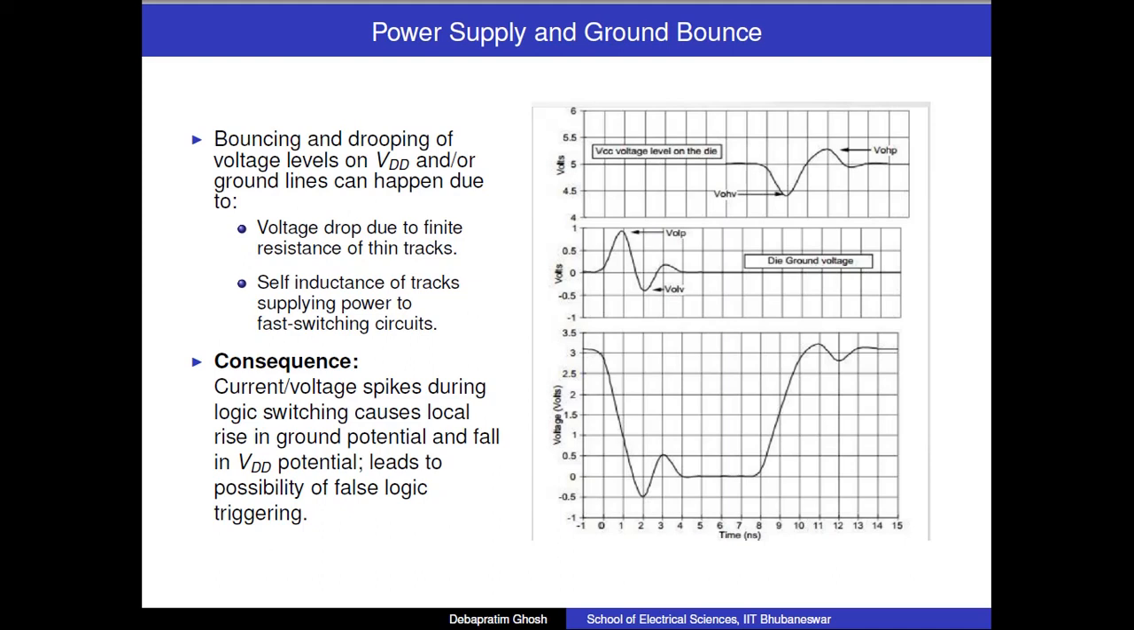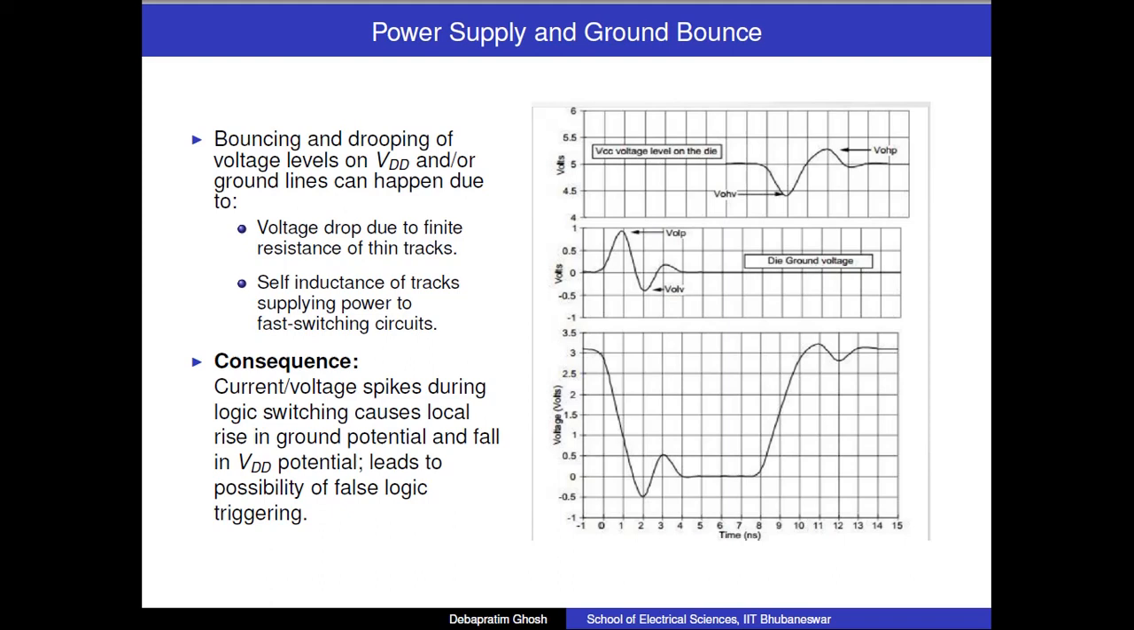Now, power supply and ground bounce. This is a very critical thing which can happen if your power supply VCC or ground become very thin and the inductance starts taking effect. This can happen generally for digital circuits. Suppose I have a simple NOT gate or an inverter which is connected to a VDD line and a ground line, both of which are very thin.